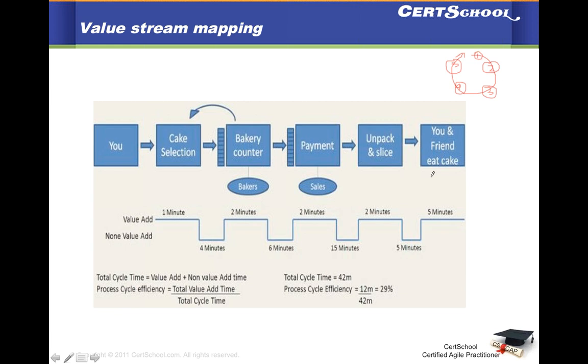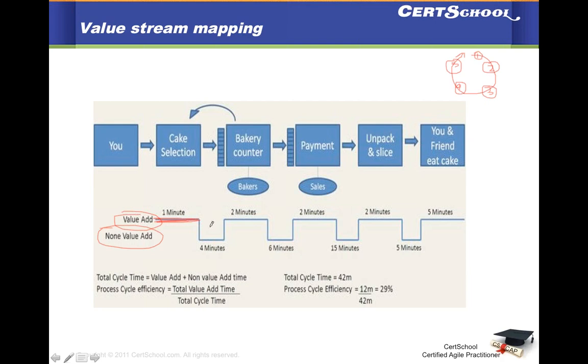The reason I took this example is that it gives you a good high level understanding of what we are trying to do here. For every step in this whole process flow or workflow, you create a value add level and a non value add level. Cake selection is definitely a value add to what you're trying to achieve. Your goal is to eat cake with your friend, so cake selection is important. You want to know which cake you want to eat.